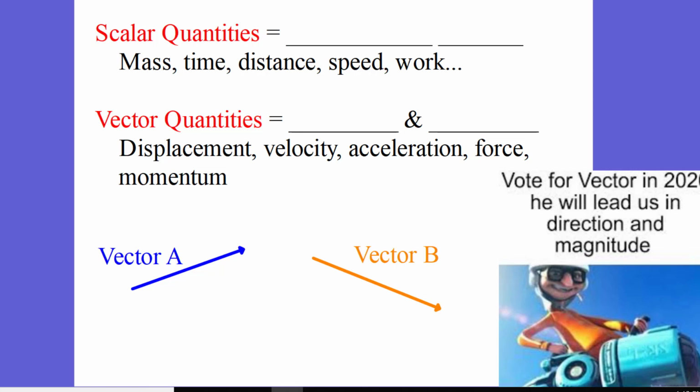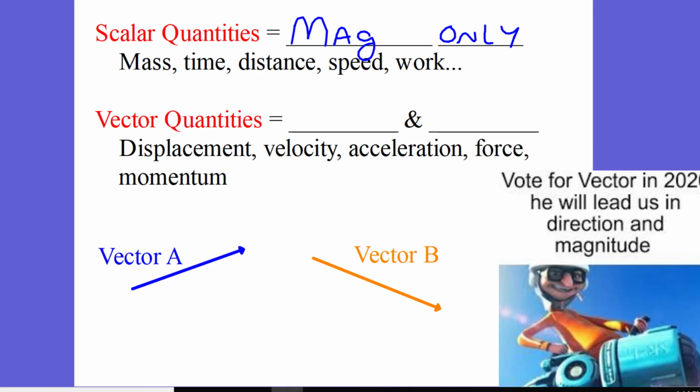Now, something we're going to hit all year is scalar and vector quantities. Scalar quantities, as you've learned before, are when we're talking about magnitude only. And what does magnitude mean? It just means the number, how big that is, which means we do not need a direction. This is mass, time, distance, speed, as well as work. These are all scalar quantities.